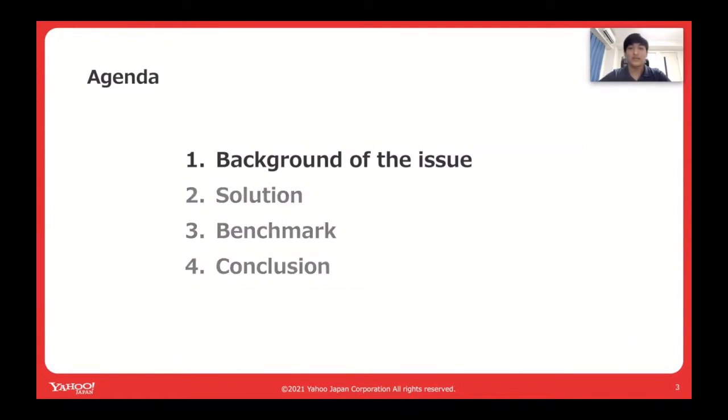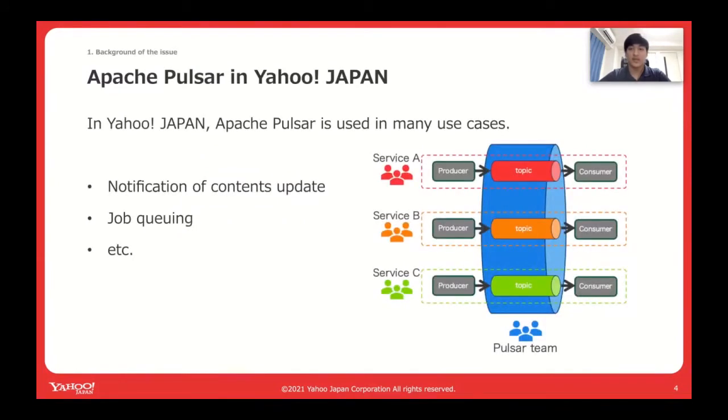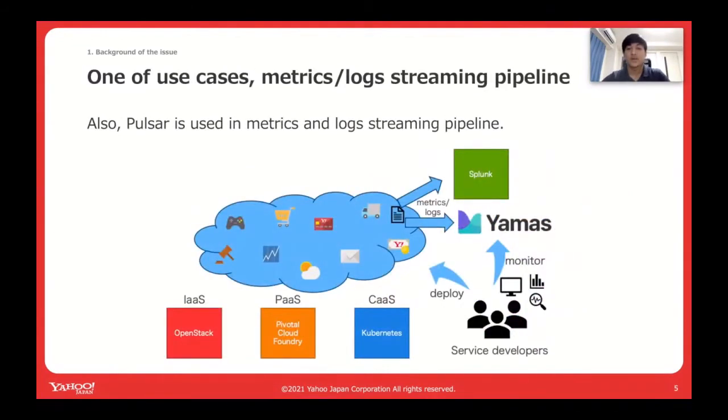Let's start to talk about the background of the issue. In Yahoo Japan, Apache Pulsar is used in many use cases. For example, notification of content updates, job queuing, etc. Also, Pulsar is used in metrics and logs streaming pipeline. Both metrics and logs are sent to the topic from computing instances, such as IaaS, PaaS, CaaS, etc. These are received by the metrics or logging platform.